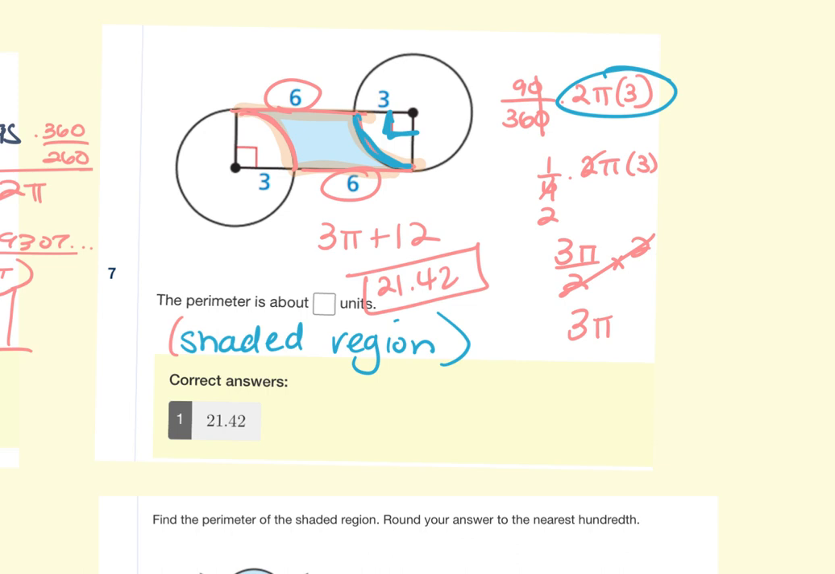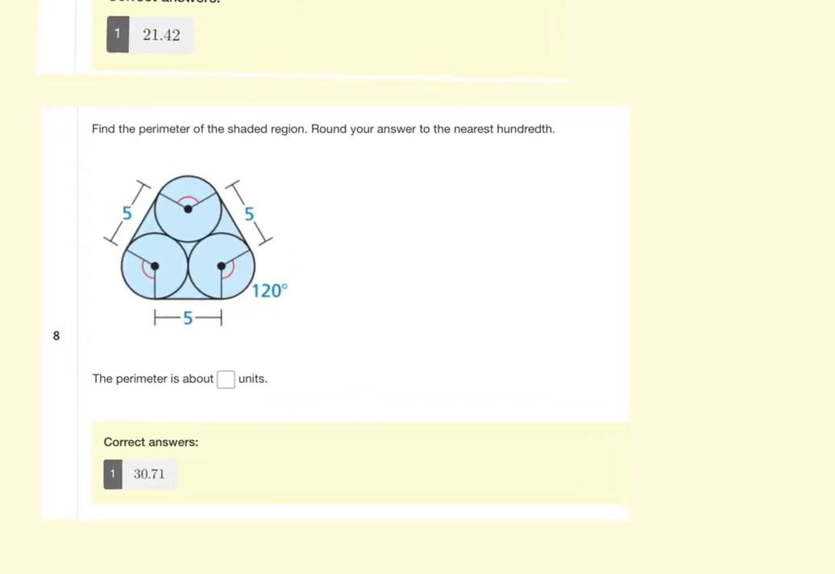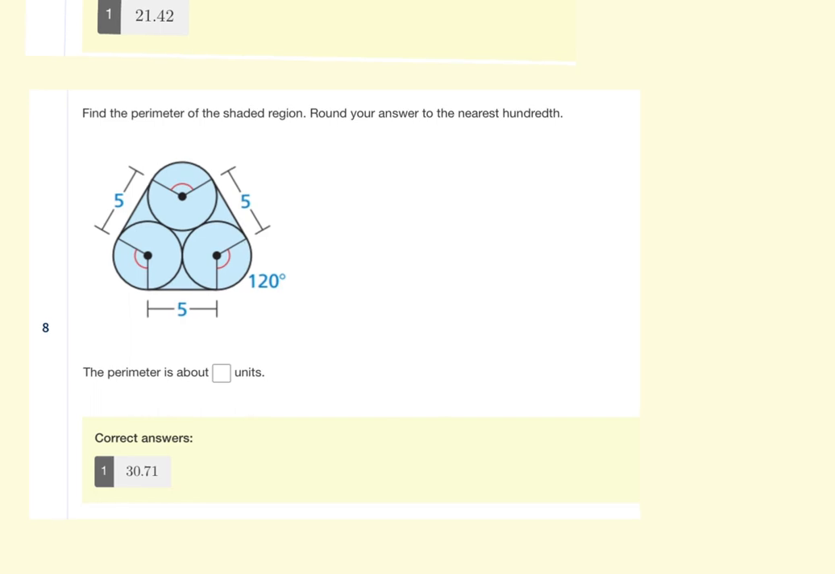Yep. All right, then 8 said find the perimeter of the shaded region. So obviously that set of instructions was missing from the other one. That's what it should have said. So I need to find the perimeter all the way around here, which involves the 5 plus the 5 plus the 5. That's the easy part. That's the 15. And then I need this arc length, and this arc length. They are all the same, so I can find one of those and multiply it times 3.